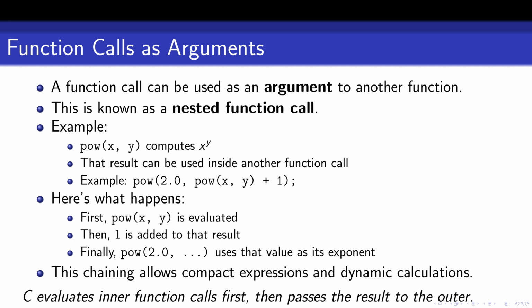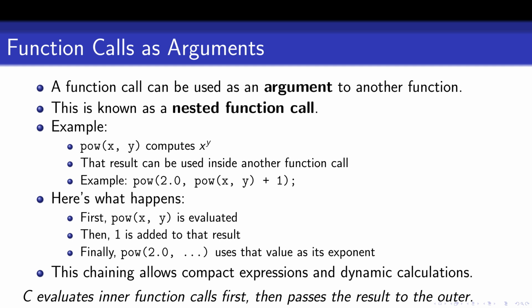This is known as a function call as an argument. It's a convenient way to compute intermediate results on the fly. For instance, let's say you have a variable x, and you want to raise 2 to the power of x, y plus 1. You can write that as pow of 2.0, pow of x, y plus 1.